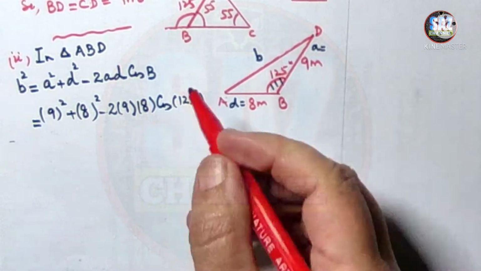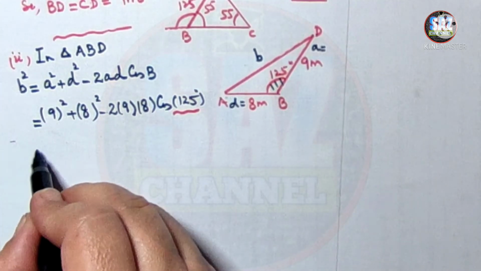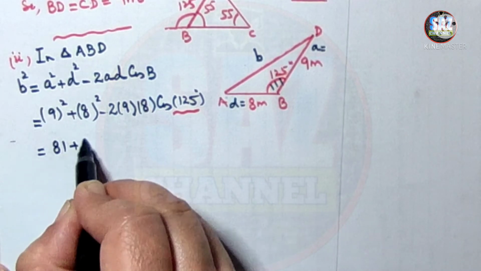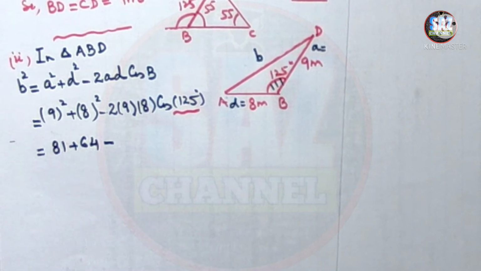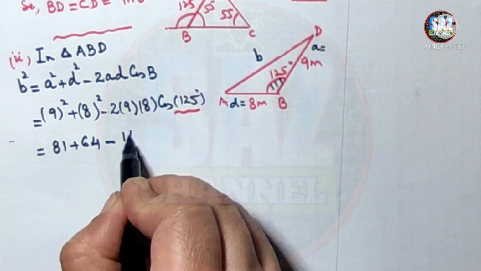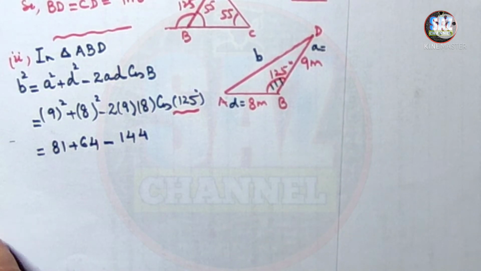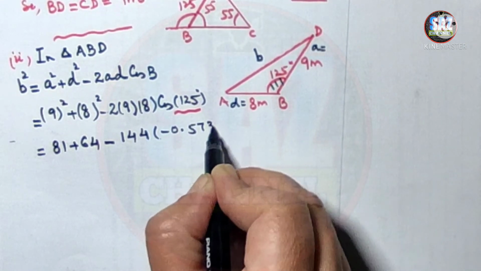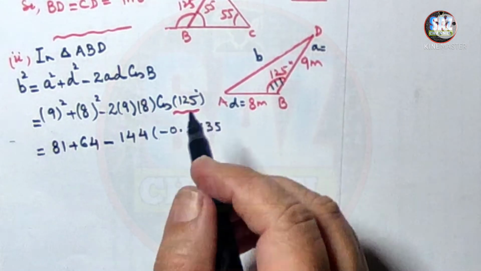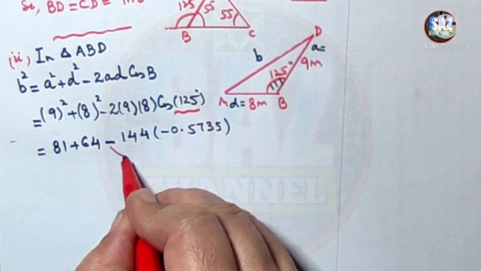is obtuse. So remember and recall the role of obtuse angle. So 9 square is 81 plus 64 minus 144, 2 multiplied by 9 multiplied by 8, 144, and cos 125 degrees, 125 degrees is minus 0.5735. Okay, now look, this minus when multiplied by this minus sign will become positive.